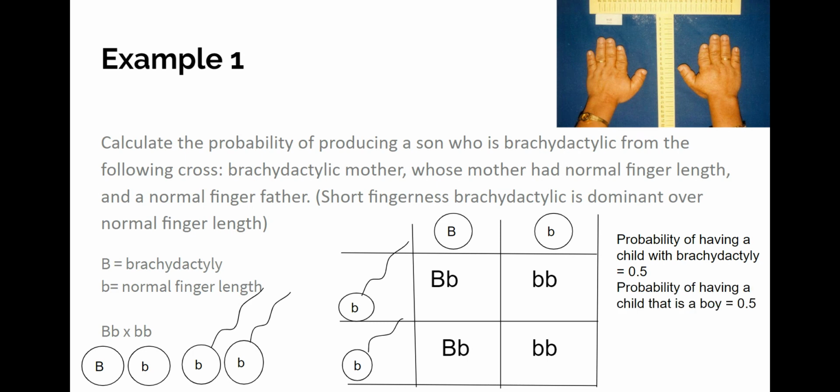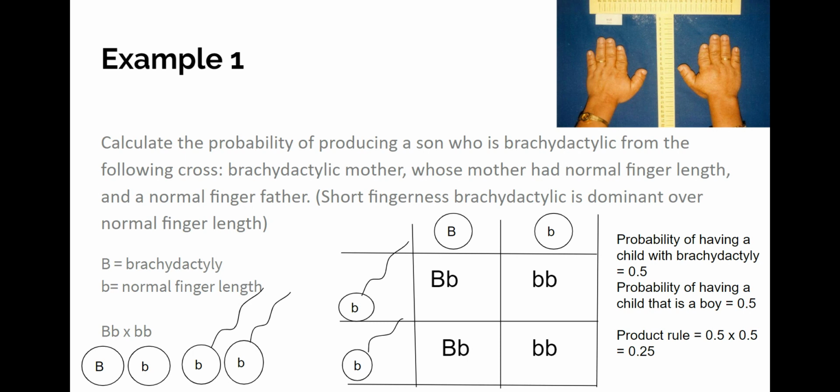So what we do is we figure out the two probabilities. 0.5 for the brachydactyly, 0.5 for having a boy, because remember, girl or boy, and you're going to multiply them together in the product rule to give you 0.25 or 25%. You can do this in fraction form. You could have gone 1 over 2 times 1 over 2 to give you 1 over 4, which also gives you 25%.